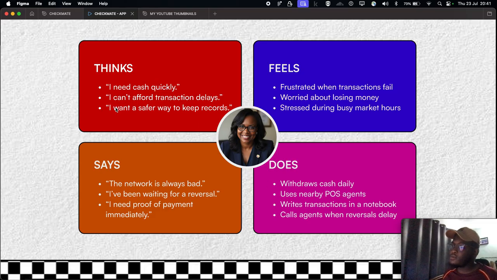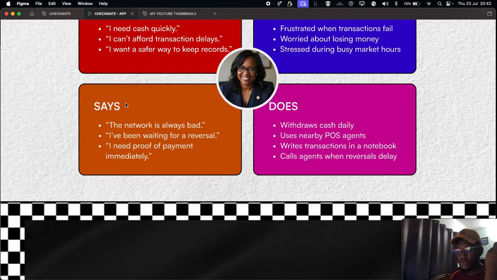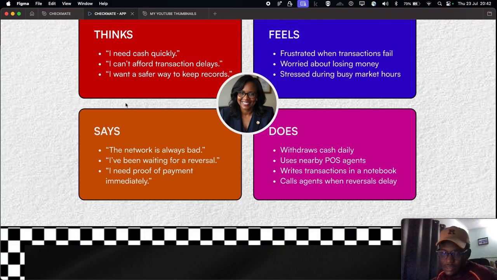So you can see from this Amina's pain. You can see what she's going through, what she's doing, what she's saying, and what she's thinking. So that's what an empathy map helps us to do. It helps us to know what our users are thinking, what they are feeling, what they are saying, what they are doing. Do you understand? And that's basically it.